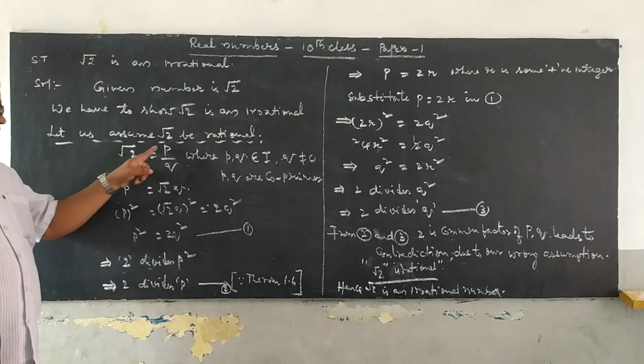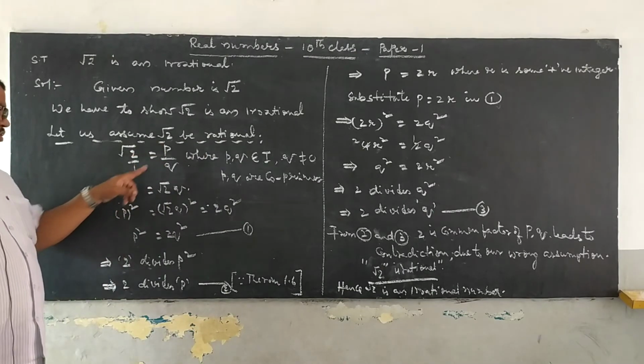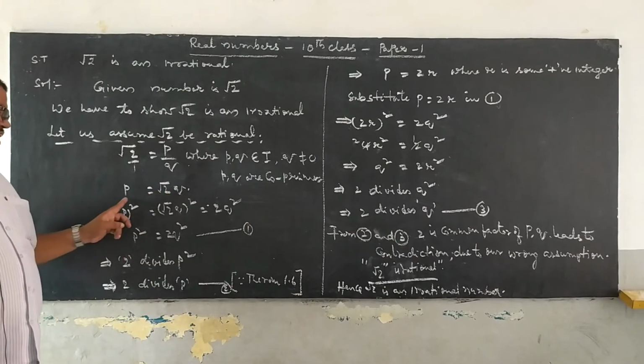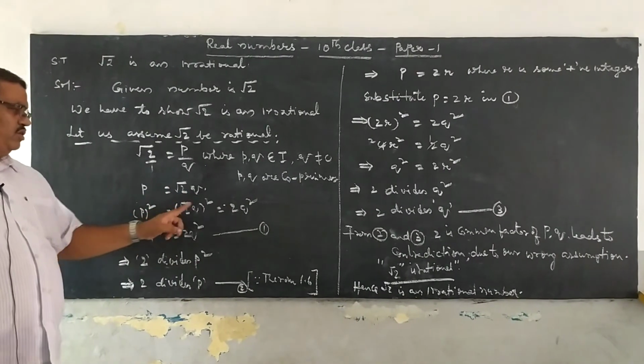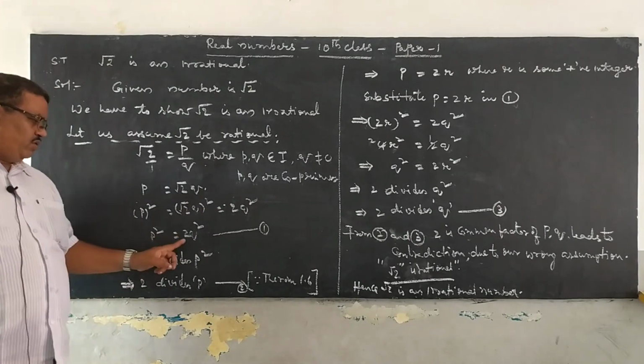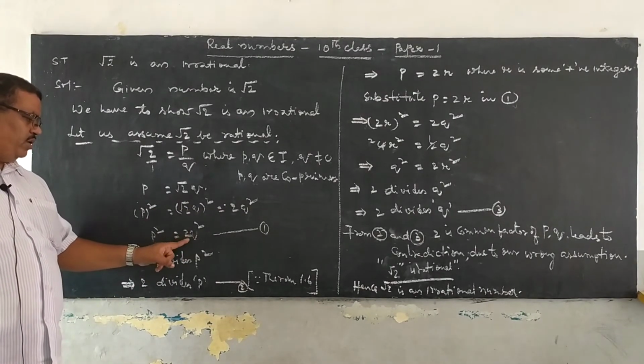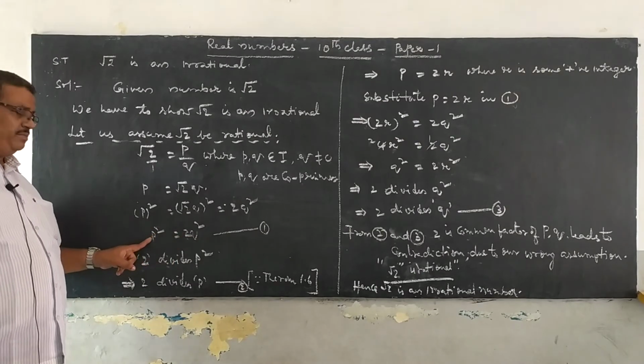According to the definition, root 2 equals P by Q. Cross multiplying, P equals root 2Q. Squaring on both sides, P square equals 2Q square. That means 2 will divide P square.